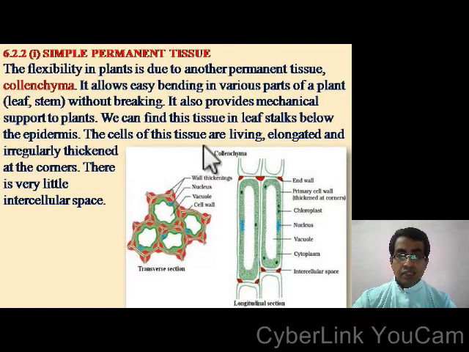The cells of this tissue are living, elongated, and irregularly thickened at the corners. You can see them irregularly thickened at the corners. There is very little intercellular space.